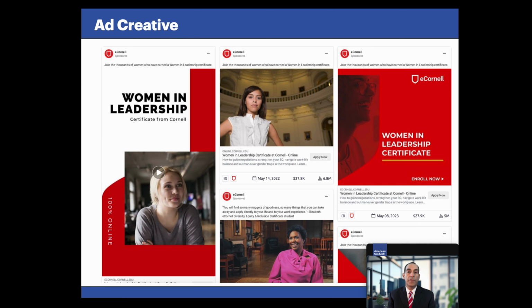And so this is some of the ad creative. Again, using images of people typically gets higher click-through rates. Video usually gets very good engagement rates as well. And so you can see when some of these ads first appeared, the amount spent, and the number of impressions garnered.